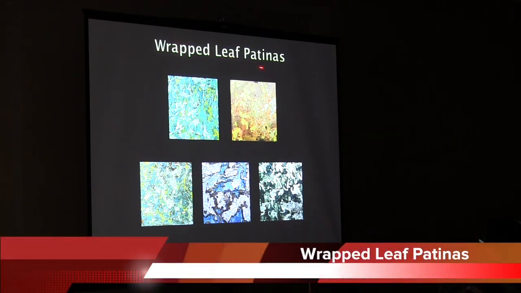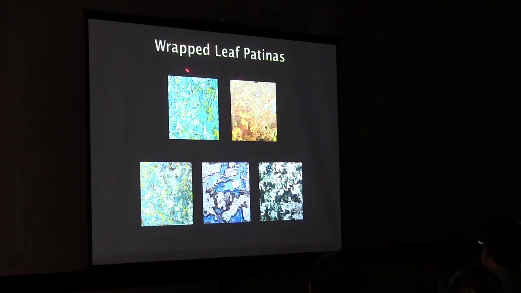This is wrapped patinas. Again, we were talking about this before. This is where we're wrapping them with saran wrap or plastic wrap. This has 22 karat gold on it first, this copper, and then I put the patina on, which was Tiffany green, and then I put the wrap over the top.